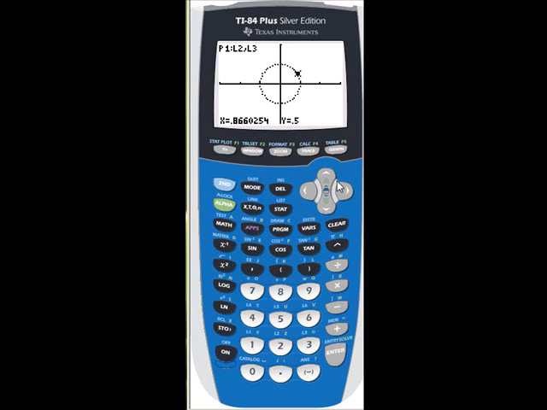So when you've got your cursor positioned somewhere in the first quadrant, you're ready to go back to the home screen, type in x squared plus y squared, and press enter. Do the same thing for at least one point in the second, the third, and the fourth quadrants to answer questions 10, 11, and 12.